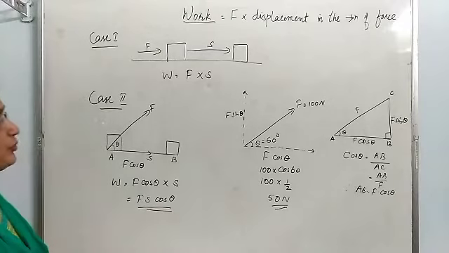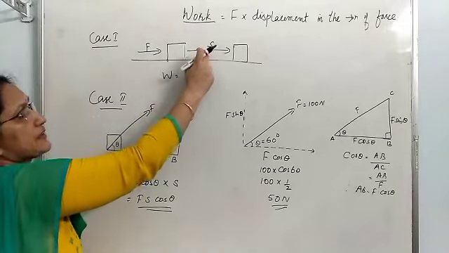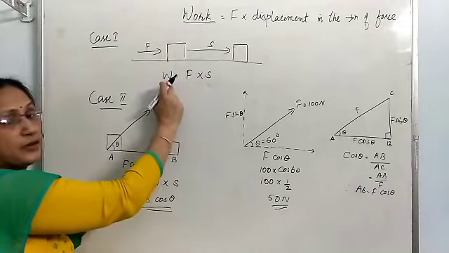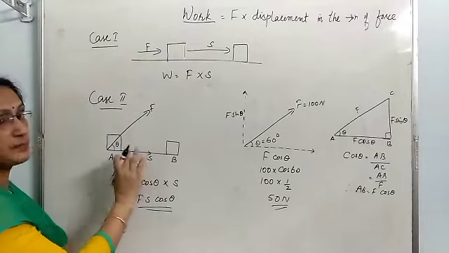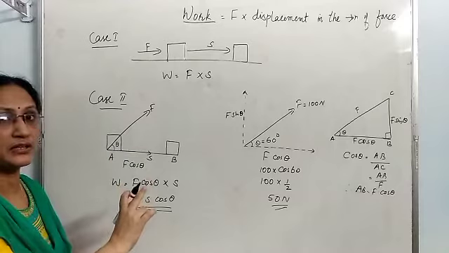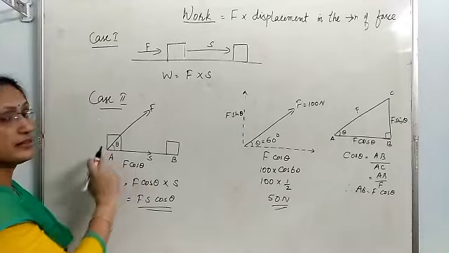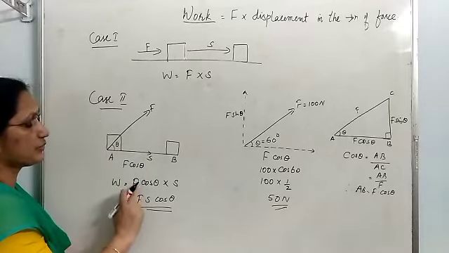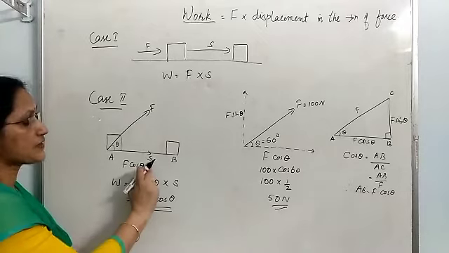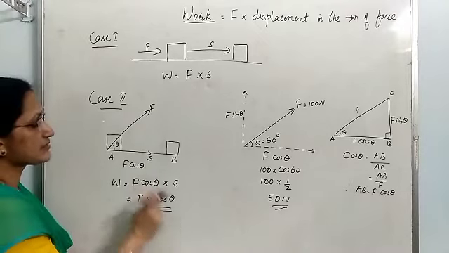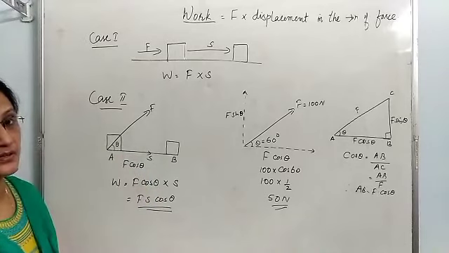So this is the formula. When force and displacement are in the same direction, the formula for work is F into S. When force and displacement are not in the same direction, if they make an angle theta, work done can be found out by this formula: Fs cos theta. F stands for force, S for displacement, theta is the angle between F and S.